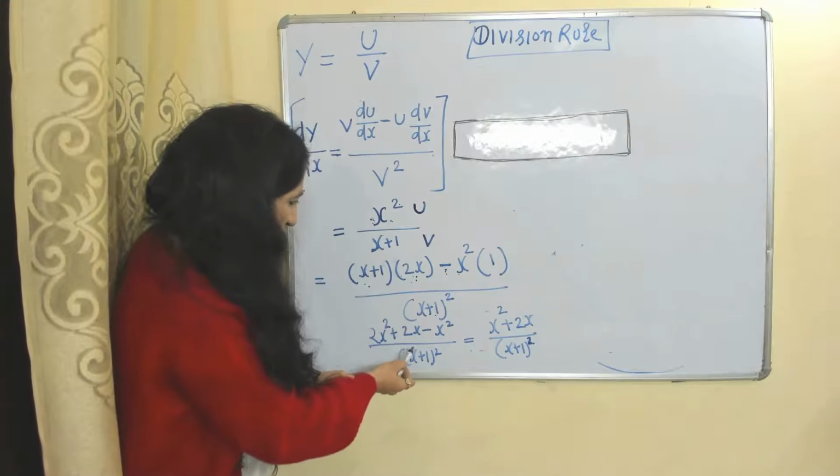Now we will see applications of derivatives in economics. If the total cost function is given and we have to calculate marginal cost, then we will do differentiation of the total cost function with respect to quantities. That means the derivative of the total cost function with respect to quantities will be called marginal cost.